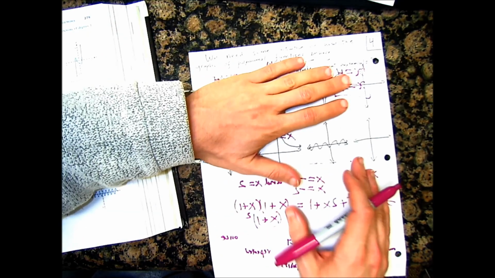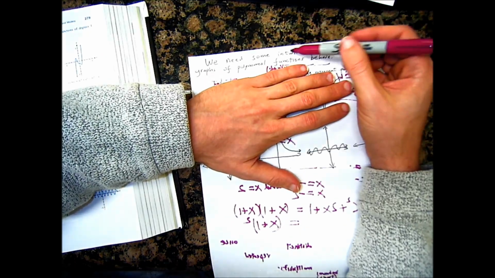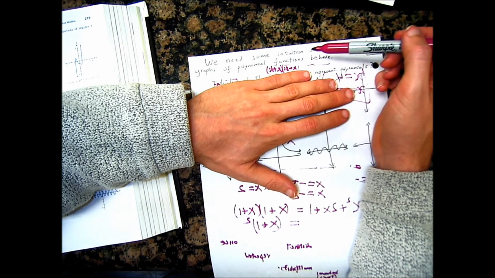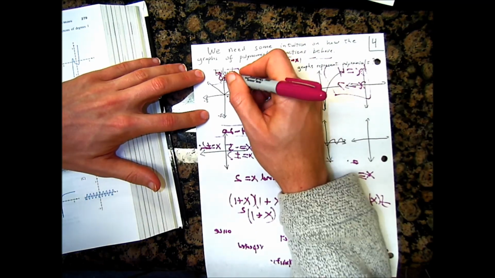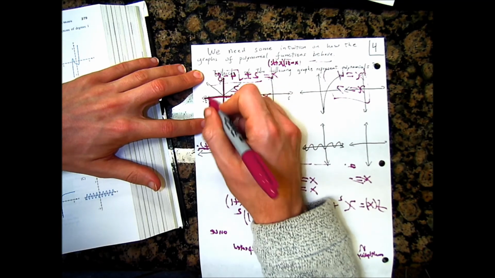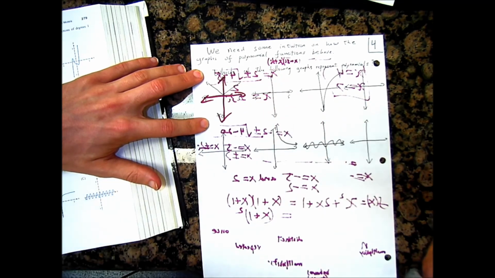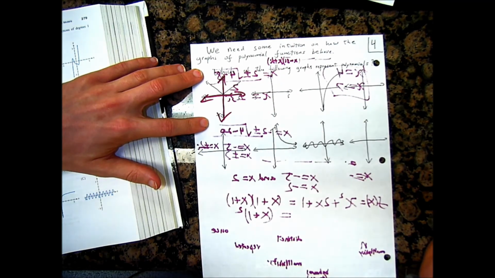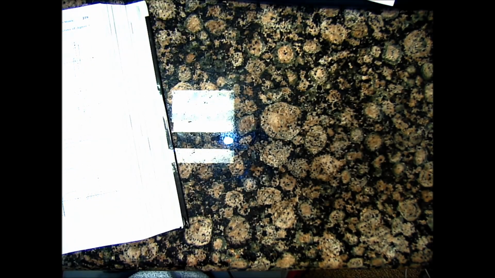Okay. So we need some intuition of how the graphs of polynomial functions behave. I hope this visual isn't too bad here. That was not smart. Well, let me just redraw this.